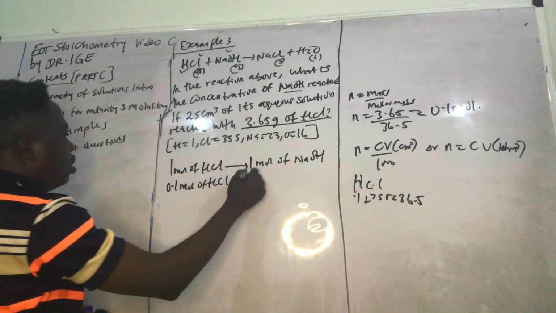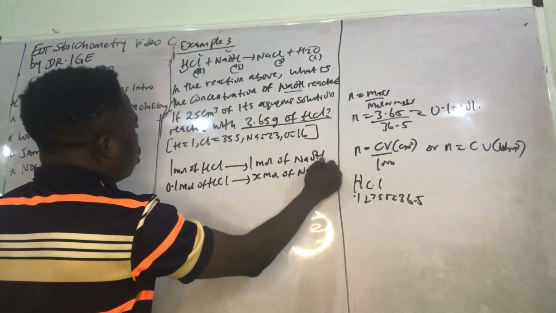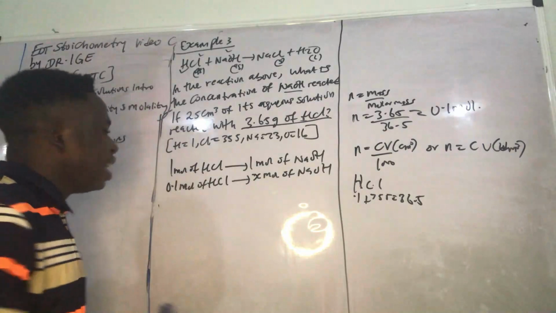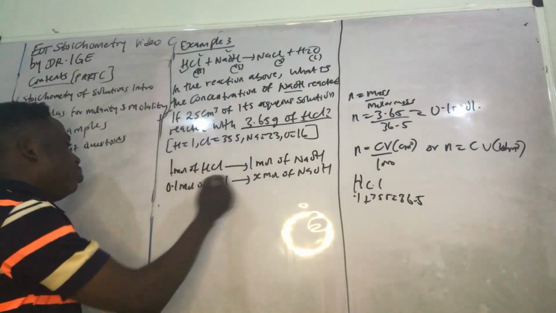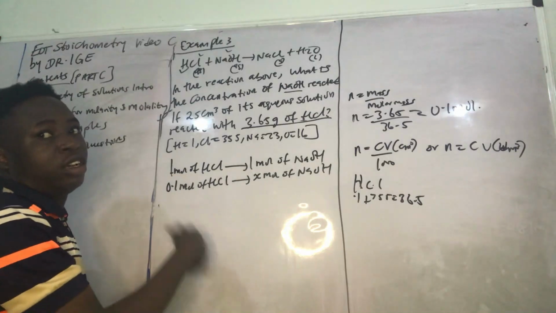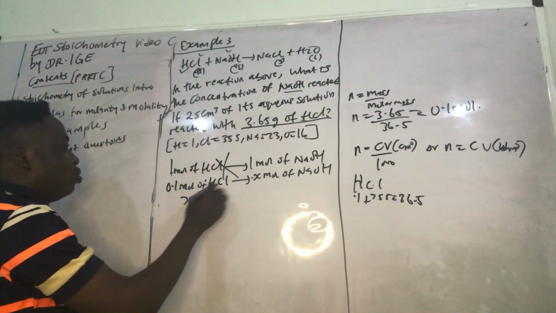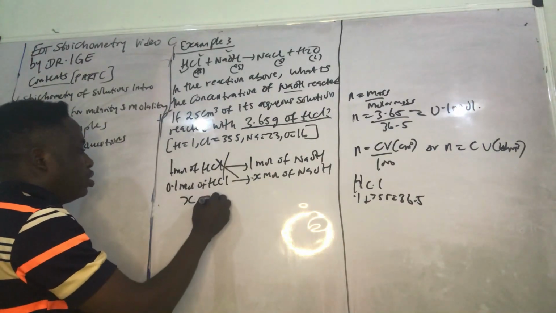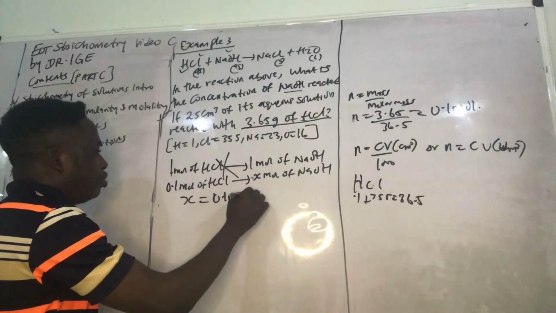0.1 mole of HCl will now give X mole of sodium hydroxide. If you have been following attentively, you remember that I said when you have 1 and 1 here, or 2 and 2 here, whatever, if it's the same, whatever you see here will be the same, right? But let's just prove it. So we have X times 1 equals 1 times 0.1. X equals 0.1 mole of sodium hydroxide.